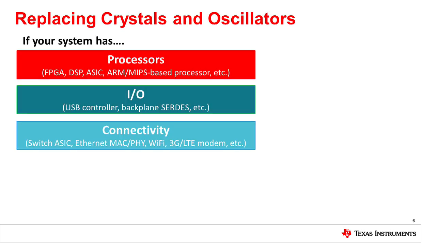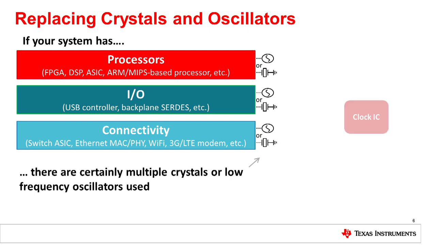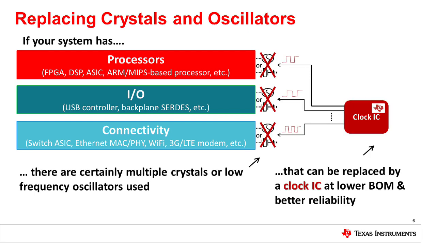If your system has processors, high-speed I/O, communication, or physical layer connectivity, there will be several clock frequencies required to support these processing and communication networks. There are also IC clocking solutions with higher levels of integration to provide similar functions at lower bill of materials costs and increased reliability.